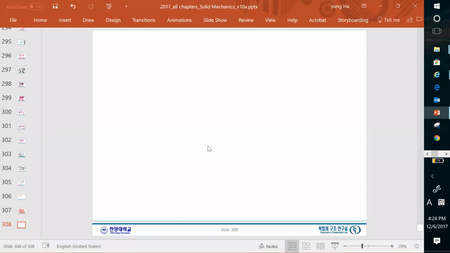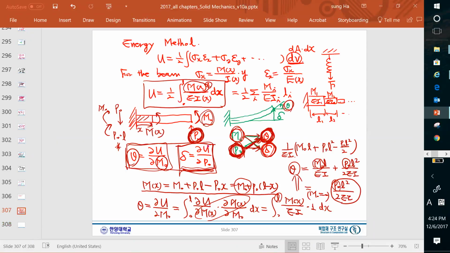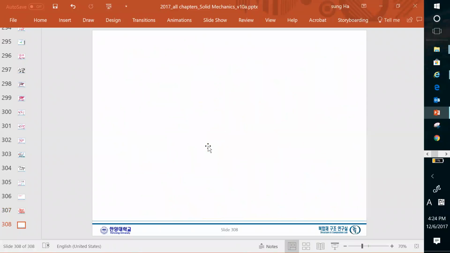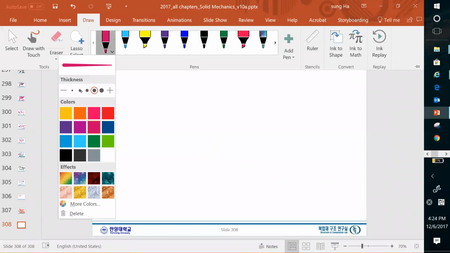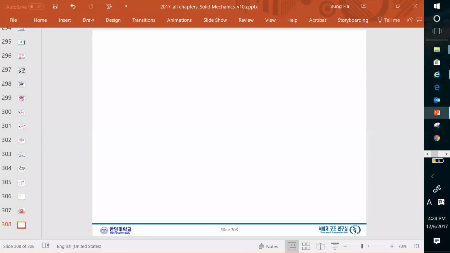And now I'd like to solve. Okay, we obtained this theta like that. Let's confirm this result using just the conventional method. Conventional method means that we just solve the beam equations.